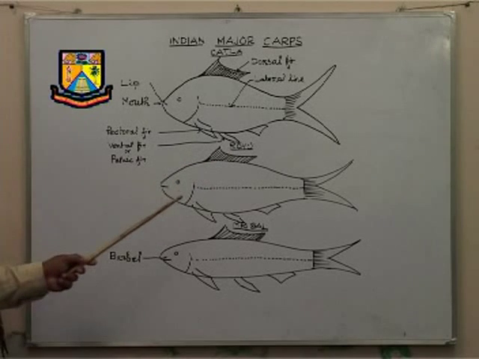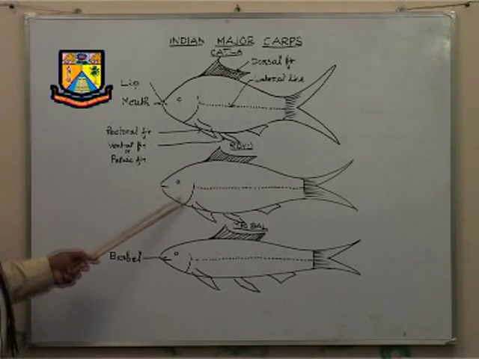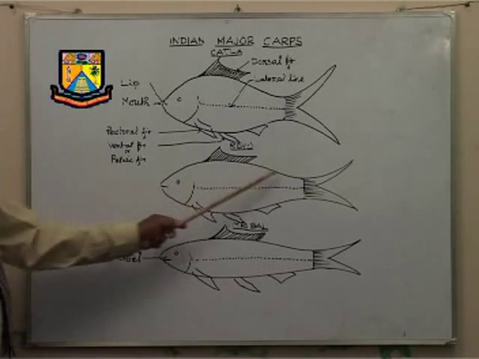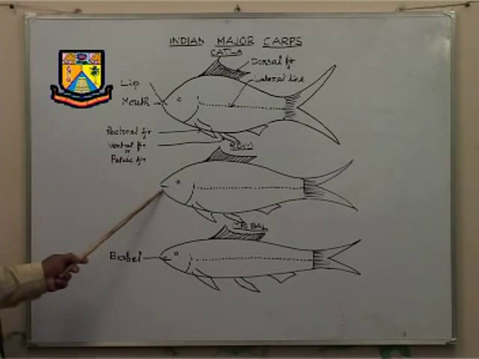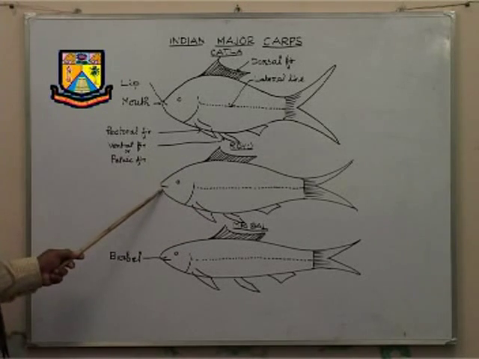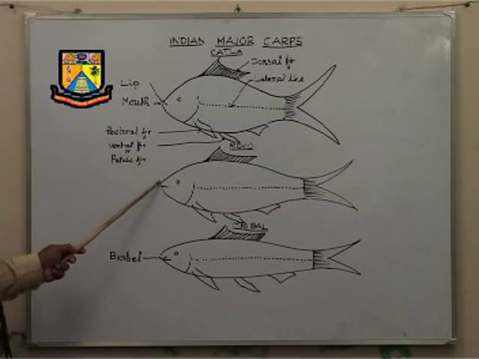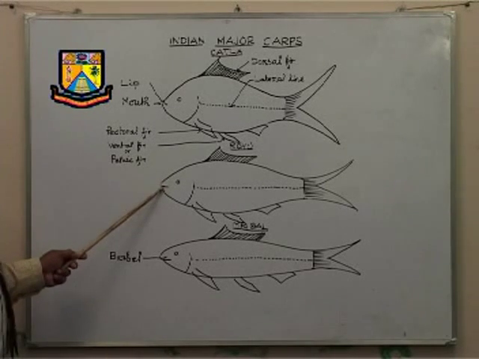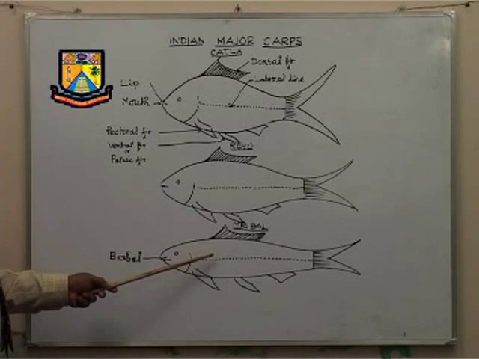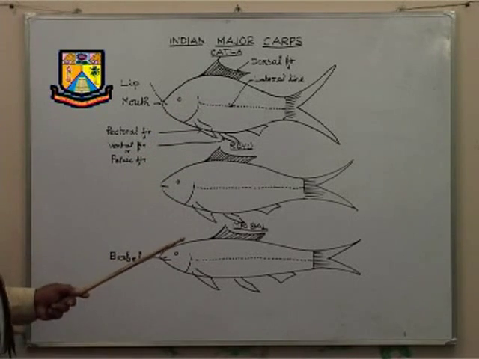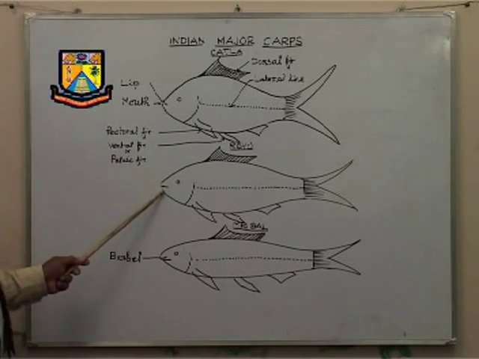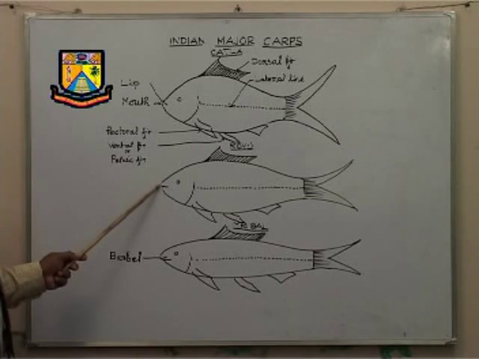Once we see the Rogu, the general body shape is dorsally oblong, elongate. If you see the mouth, both the jaws are terminal, so it's a terminal mouth. Lips: among the major carps, Katla, Rogu, Mrigal, particularly the Rogu alone has fringed lips. Fringed means many more grooves are present in the lips.